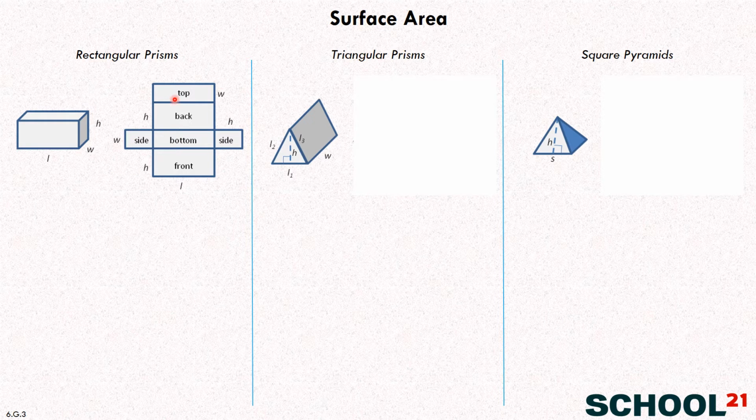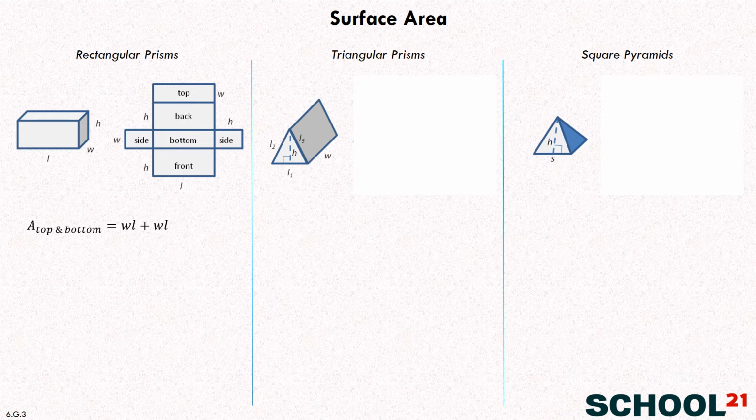There's the top here, and then that's connected to the back, and that's connected to the bottom, that's connected to the front. And then there's the two sides. You see if I folded this up, I would get this shape over here? Yeah. Okay, cool. So now if we're going to find the surface area, we just have to find the area of each one of these shapes, right? Yeah. Okay, so let's do them one piece at a time.